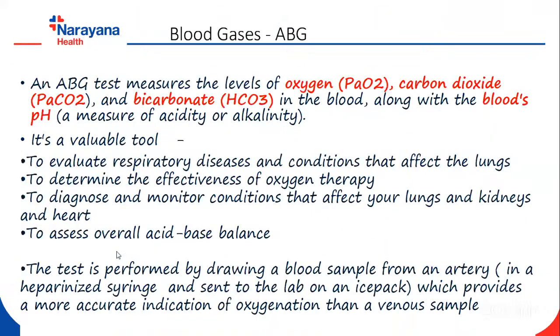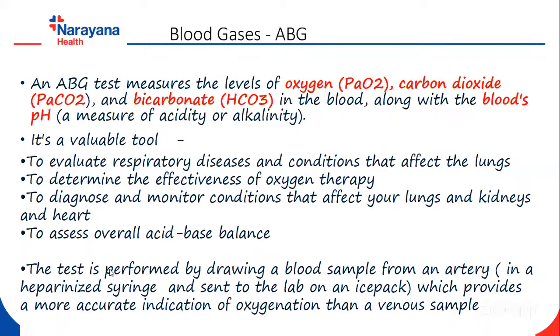Coming to the next parameter, an important one is blood gases, and especially I like to stress on ABG. It is a test that measures the level of oxygen, carbon dioxide, bicarbonate, along with the blood pH to assess it. It's a valuable tool to evaluate respiratory diseases and conditions that affect the lungs, to determine the effectiveness of oxygen therapy, to diagnose and monitor conditions that affect your lungs and kidneys, and to assess overall acid-base balance.